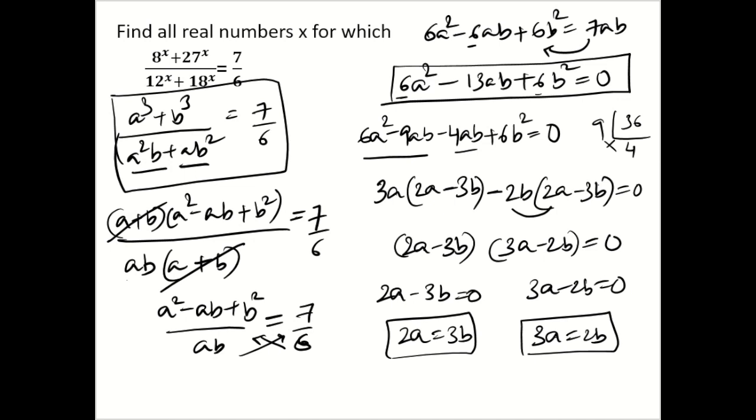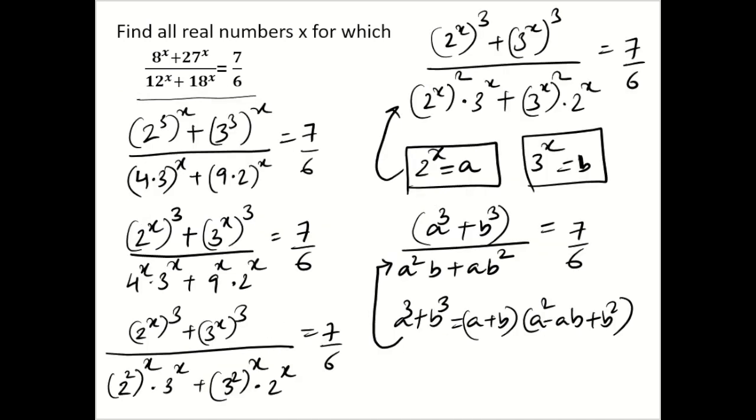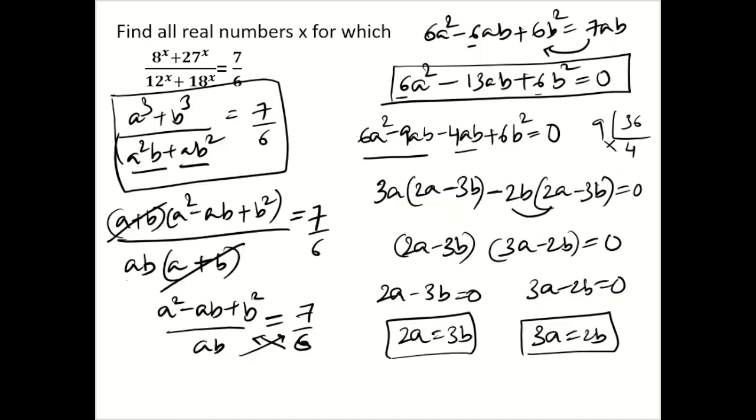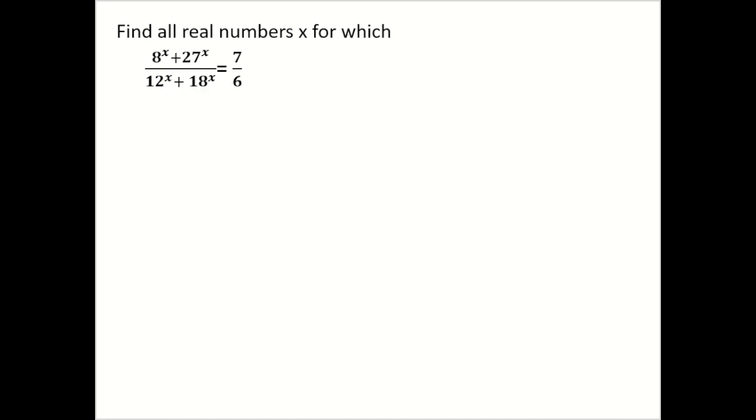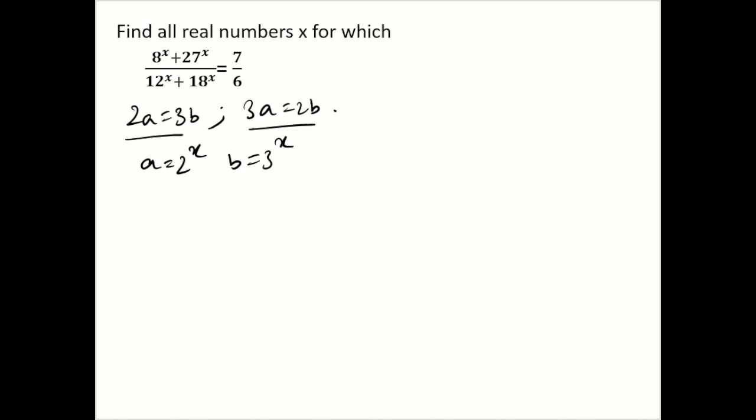But remember, we have taken a as 2 power x and b as 3 power x. So substitute those values and solve for it. So let's do it now. These are the two equations which we got from the previous page. Now substitute a equal to 2 to the power of x and b equal to 3 to the power of x. Putting those values in the first equation, which is 2 into 2 to the power of x equal to 3 into 3 to the power of x.